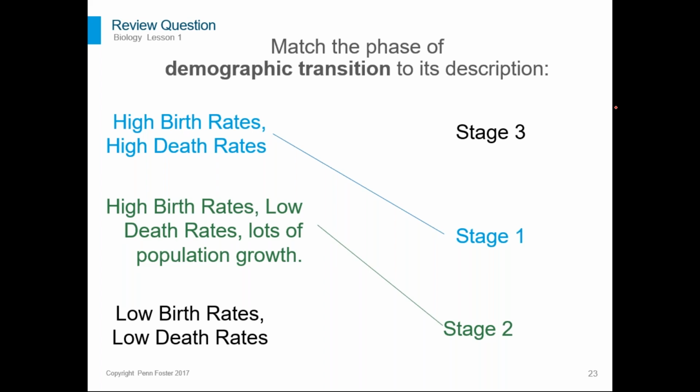Then stage three is the kind of final stage where the death rate stays low and the birth rate declines also. So people finally realize they don't need to be having so many kids because most of them will survive. So we have lower birth rates as people have fewer children, and there's still lower death rates. Okay, so those are the three phases of demographic transition.